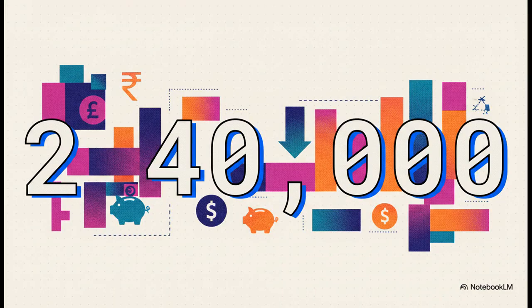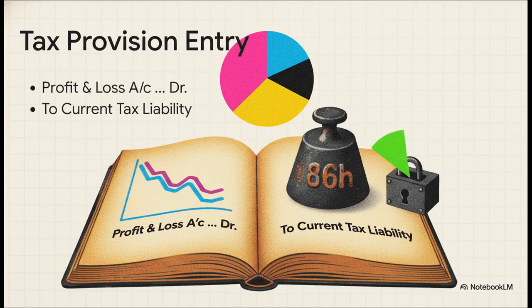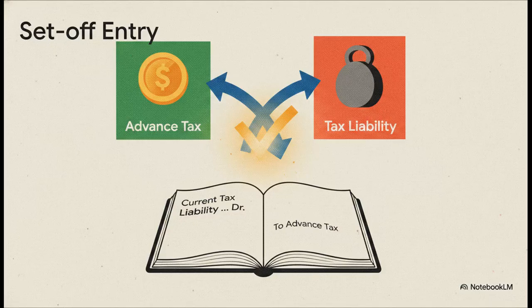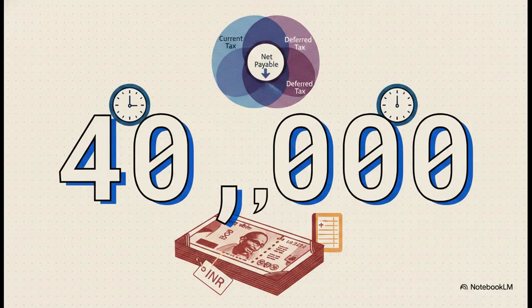Next, current tax. 30% on that 8 lakh taxable profit is exactly $240,000. Create the provision by debiting profit and loss and crediting your current tax liability account. Now, the crucial step. You've got to set off that advance tax against your new current liability. This set-off leaves you with a net payable current tax liability of exactly 40,000 rupees.